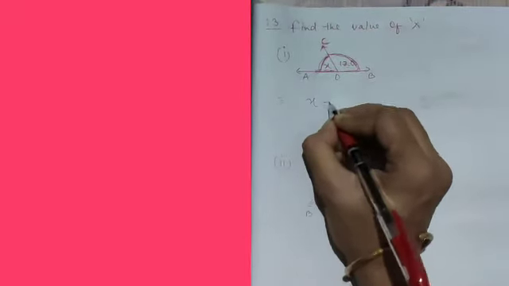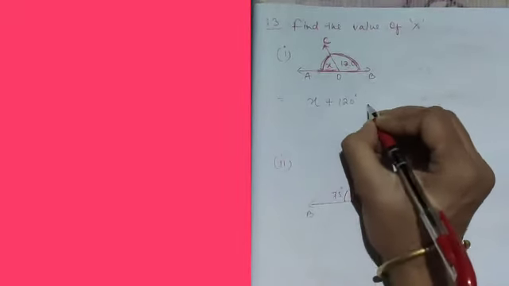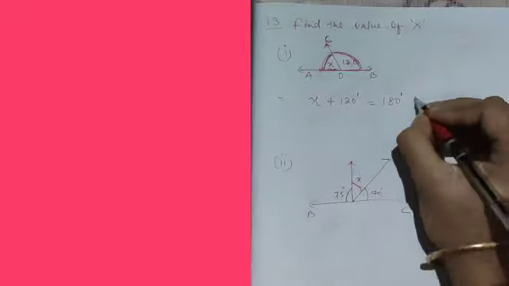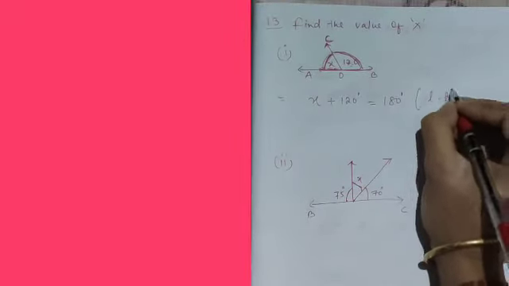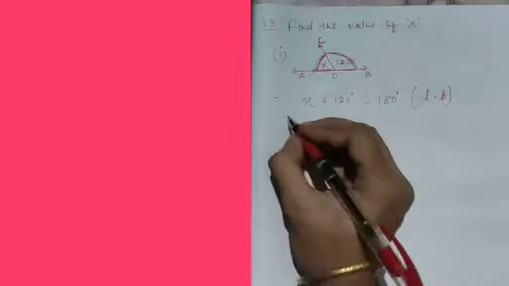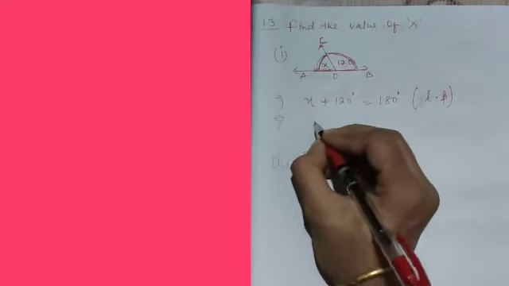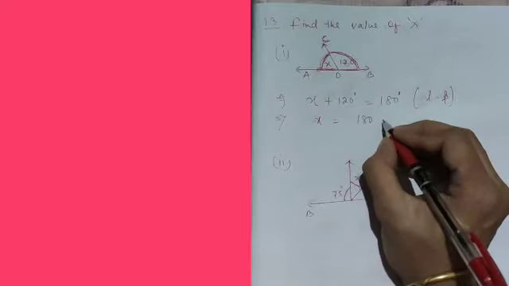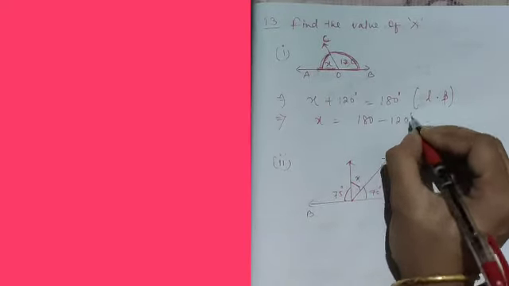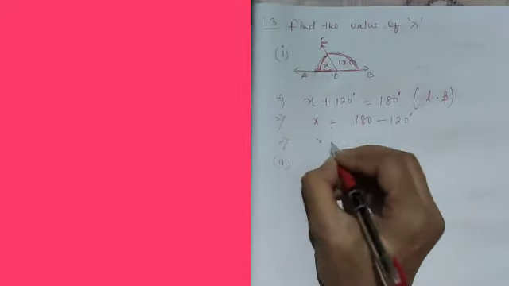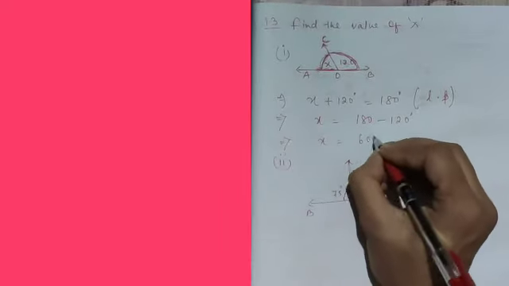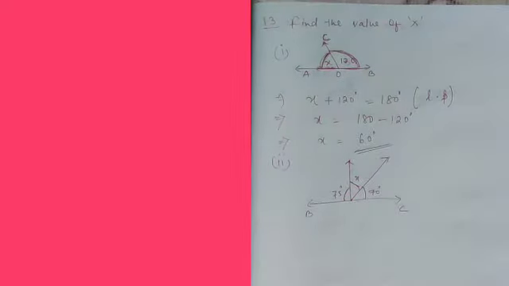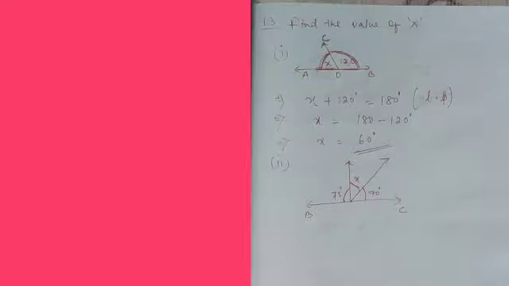Done. So x plus 120 degrees is equal to 180 degrees. Why? We have to write down linear pair. Okay, so from here we have to find out the value of x. x is equal to 180, and 120 will move to the right side and become minus 120 degrees. So x is equal to 180 minus 120, that is 60 degrees. In this way we will find out the value of x.